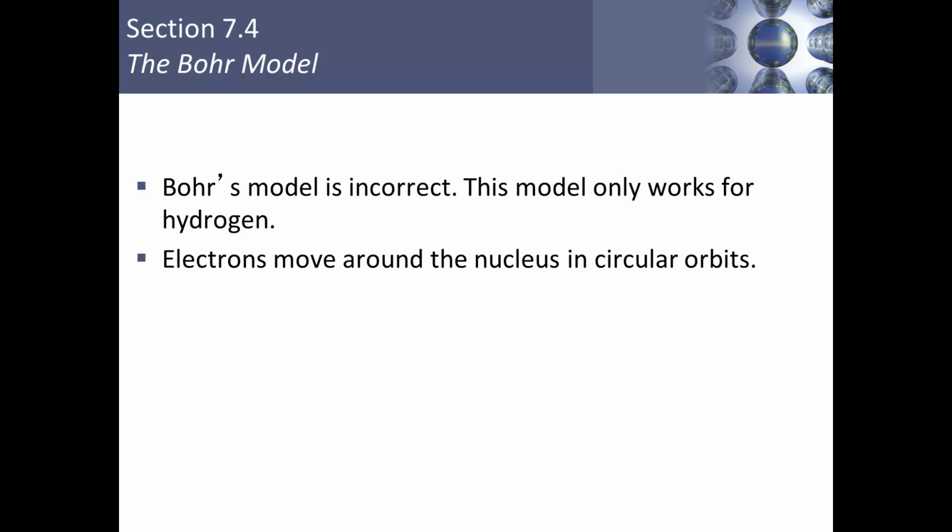Now it's important to note that Bohr's model is incorrect. This model only works for hydrogen, because in hydrogen the electron moves around the nucleus in circular orbits. For other elements, we do not necessarily have circular orbits. It becomes a much more complicated situation.